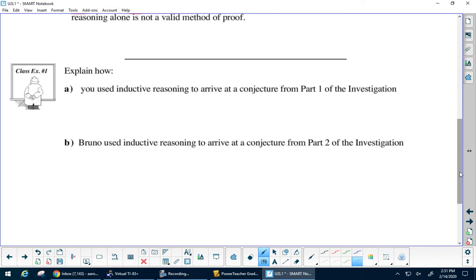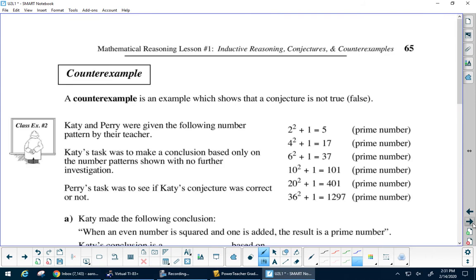Okay? Now, because we kind of already did that, now we're going to talk about counterexamples. Now this is super important. A conjecture will be true unless you can provide one counterexample. You don't have to do 10. It's just one. And it proves it to be not true. So a counterexample shows the conjecture is not true, aka false.